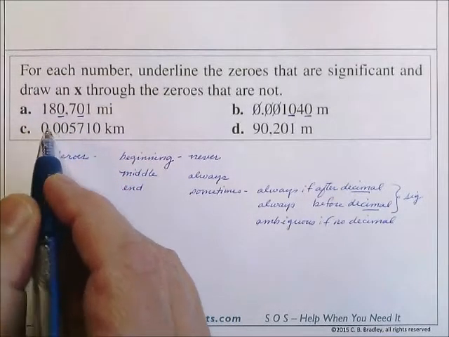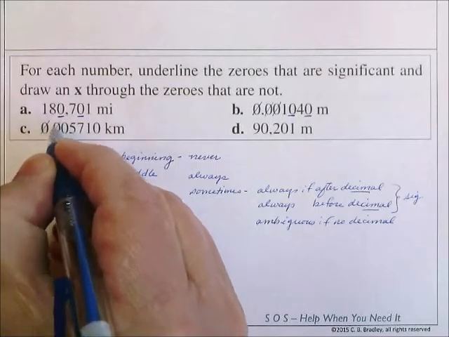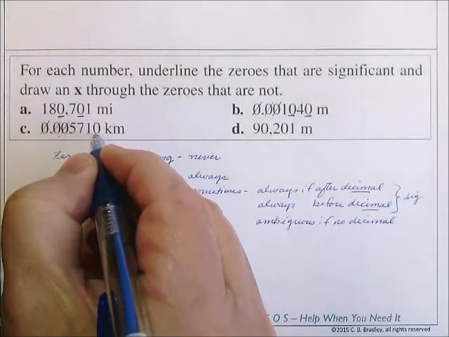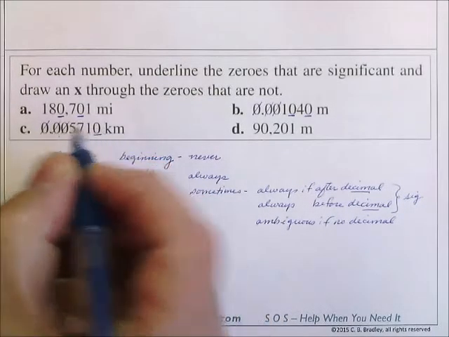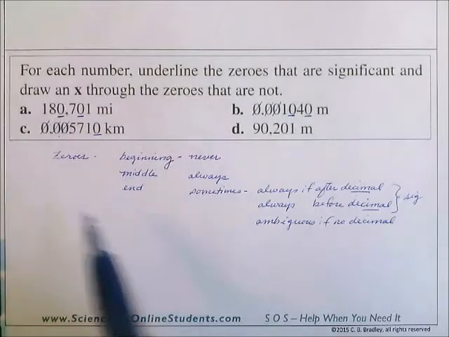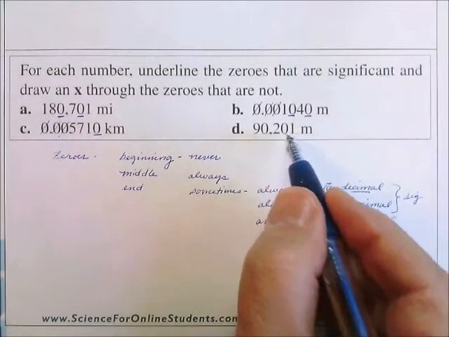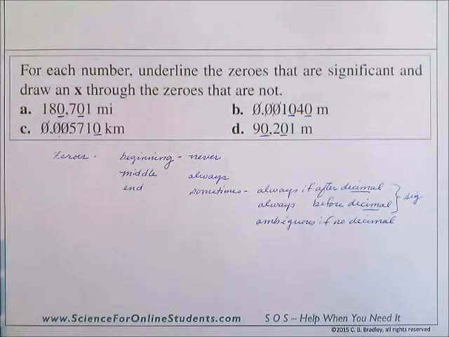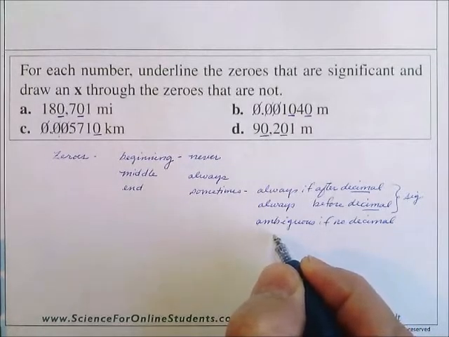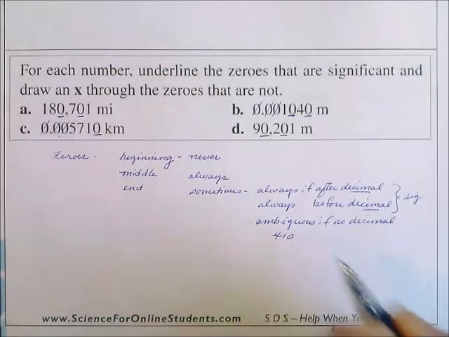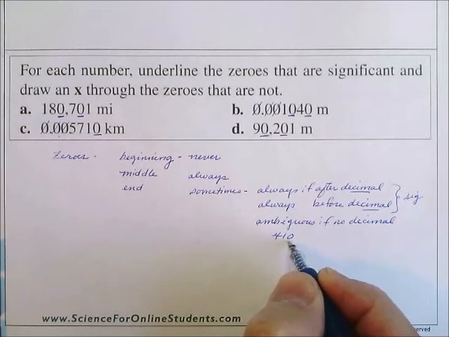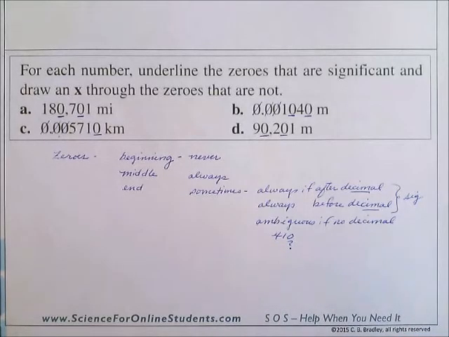Same situation over here. We have leading zeros that are placeholders only, not significant. Then we have an ending zero that is significant because we have a decimal in the number. These zeros are interior or middle zeros. They're significant. And we don't have a situation such as, say, 410 and no decimal, in which case this one would be ambiguous.